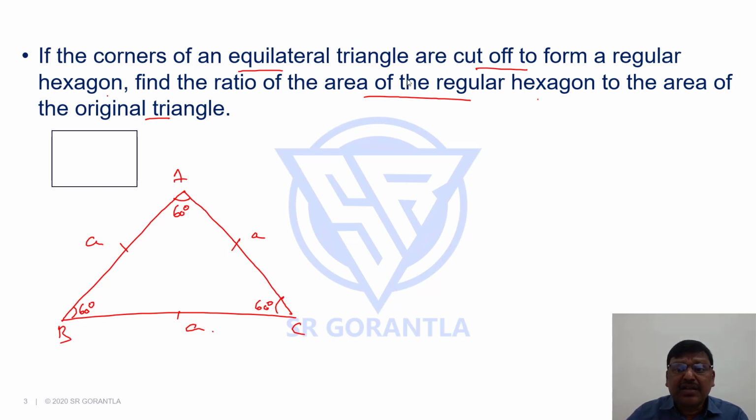Now, the corners are cut off to form a regular hexagon. I cut the corner here, this corner is cut, this corner is also cut. If you see here D, E, F, G, H, I, this is going to be a regular hexagon. Regular hexagon means all sides are equal.